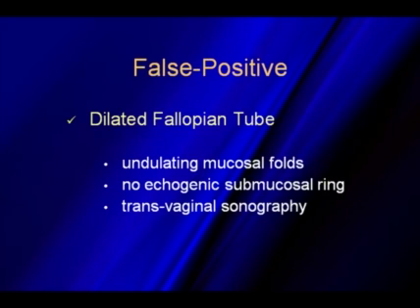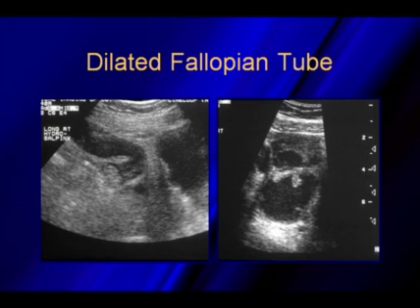Now, the way that we tell the difference between a dilated fallopian tube and the normal appendix, especially if you're scanning on endovaginal sonography, is looking for the undulating mucosal folds. Those you will see within the fallopian tube. You do not have the echogenic submucosal ring, and as I already mentioned, this is something that we will see on endovaginal sonography. So looking at this case, it comes down to a blunted end.